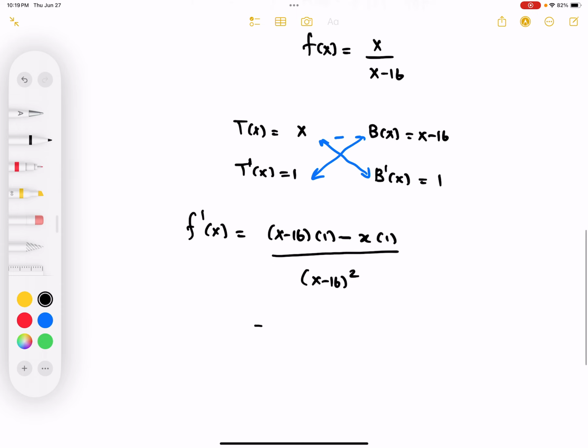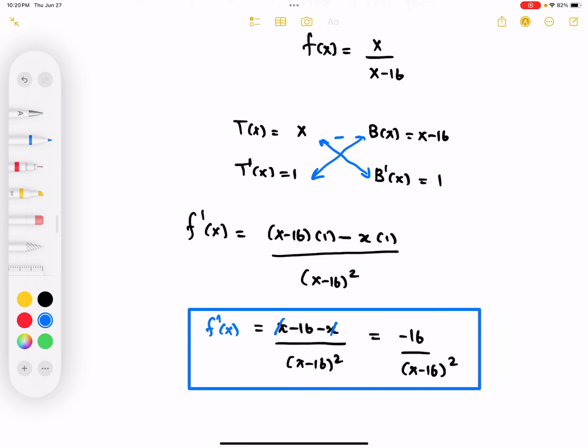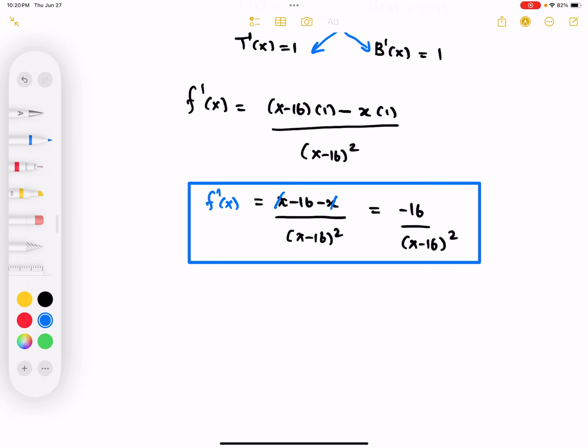Now let us simplify the top. It is x minus 16 minus x over x minus 16 the whole square. If you look at this, the x cancels, and the top is minus 16 over x minus 16 the whole square. So this is the derivative of the given function. The simplified derivative is negative 16 over x minus 16 the whole square. You don't need to expand the bottom, so you can just leave it as it is.